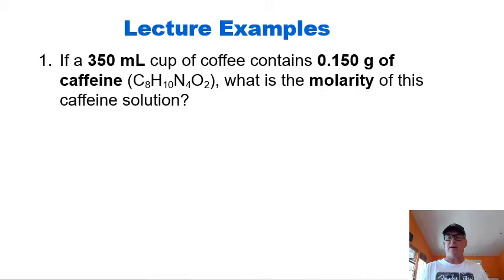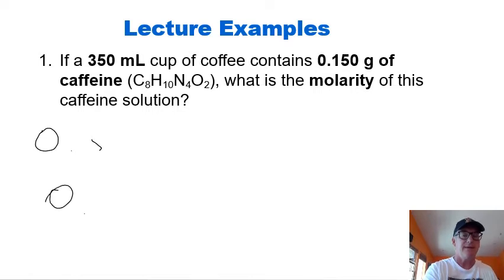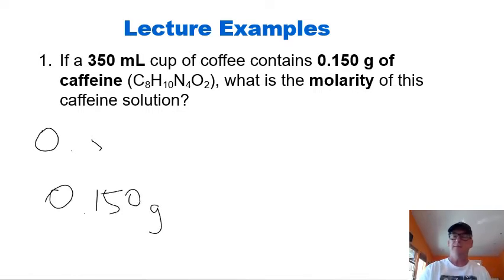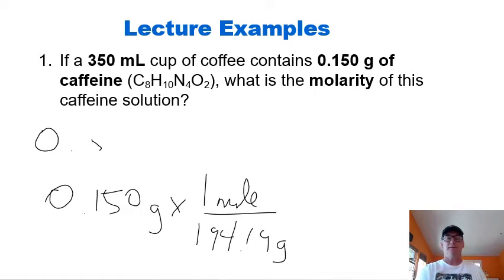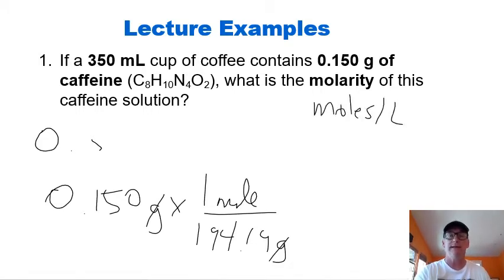So we want to figure out moles per liter. If we start with the bit of information we're given, we have 150 milligrams of caffeine. I want moles, so I'll put moles on top, and we look up the molar mass of caffeine. We find the molar mass of caffeine is 194.19 grams. So this will give us moles, but remember we want molarity, and molarity is moles per liter.